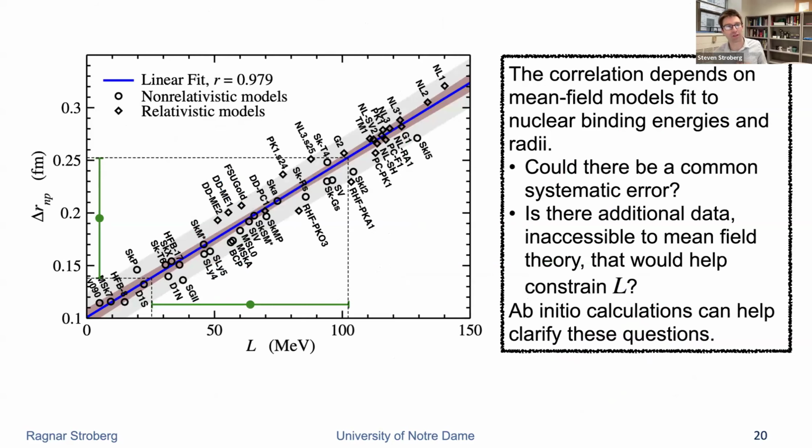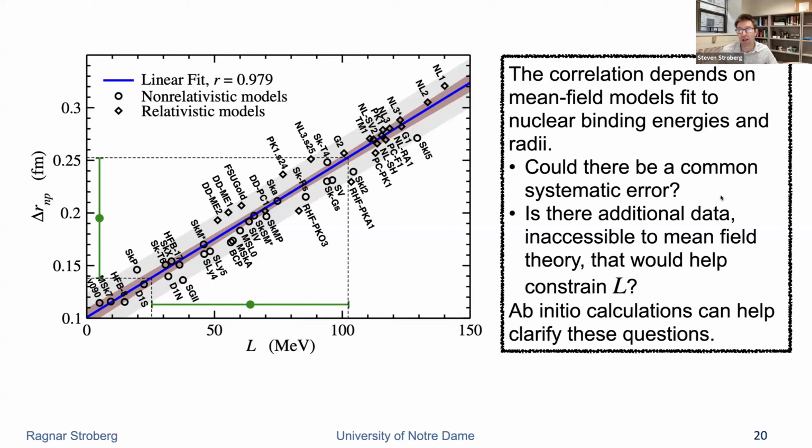But I just want to point out a couple of caveats here. First, and this may not end up being a problem, there's this correlation, but it only shows up in these mean field models, which have been fit to the same data, basically nuclear binding energies and radii. So you may start to worry, because they're all mean field and they're all fit to the same thing, is there a common systematic error? Maybe this correlation is just showing a systematic in the framework.